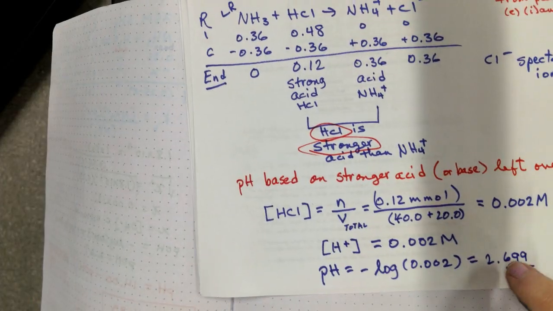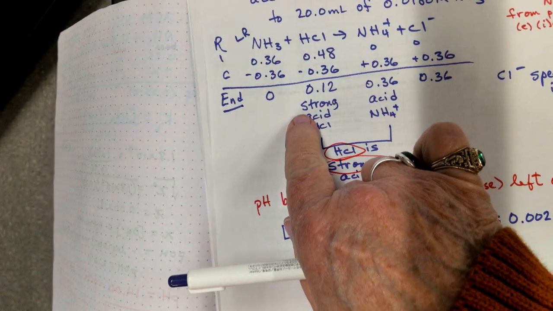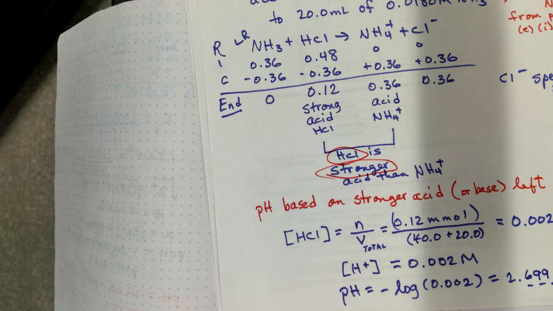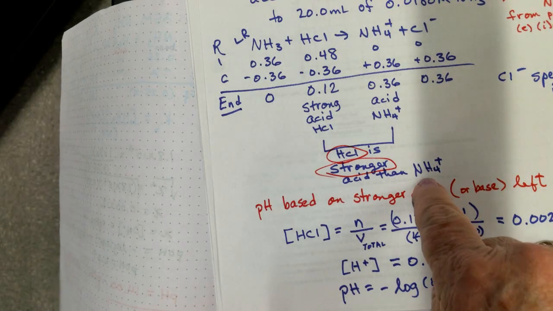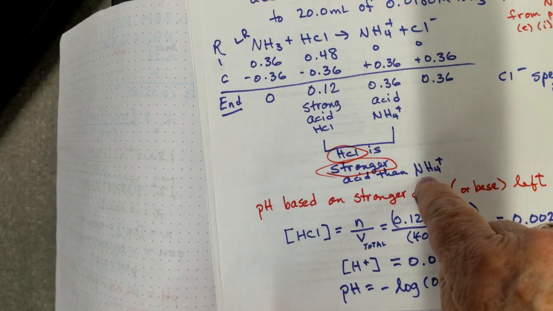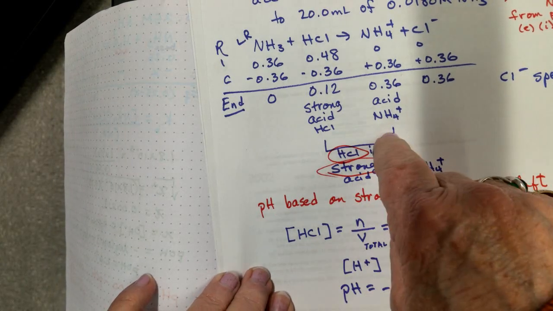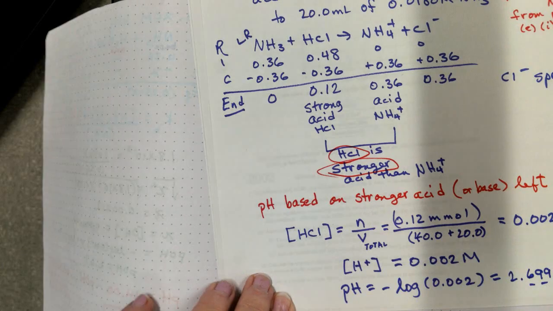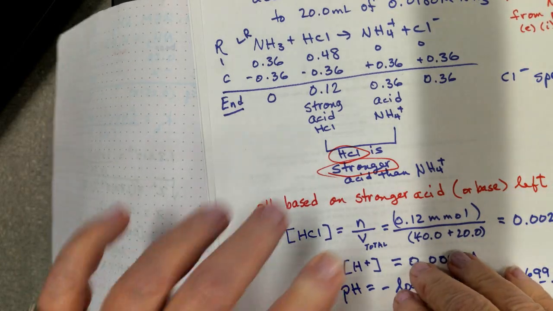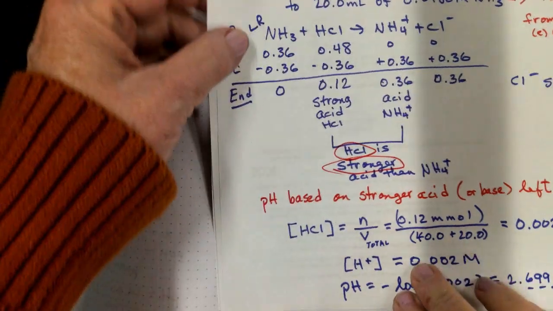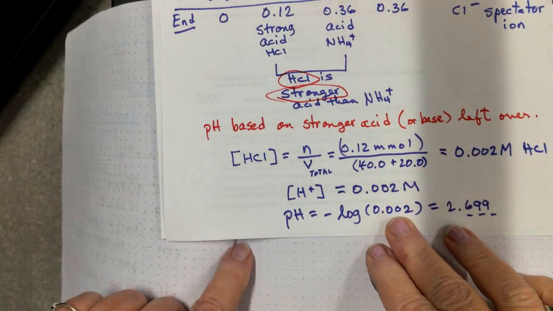And it should be acidic because I have a strong acid left over. So this is not going to determine the pH. The stronger acid left is going to determine. If I have a strong base left, it determines. Whichever is strongest in my leftovers, that's what I base my pH on.